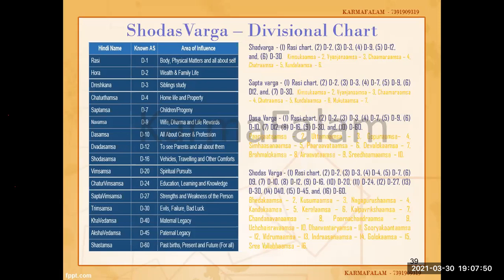Chaturvishamsha is about education, learning, and knowledge. Saptavishamsha tells us the strength and weakness of a person. Trishamsha tells of evil, failure, bad luck, challenges, and obstacles in life. Kavedamsha is maternal legacy. Akshakavedamsha is paternal legacy. And Shashtyamsha is past birth and present and future birth, or it can be treated as a demon. There are many classes which say that you can treat it as a demon.